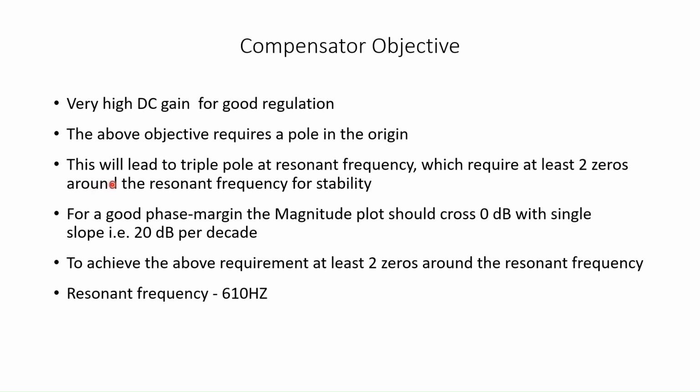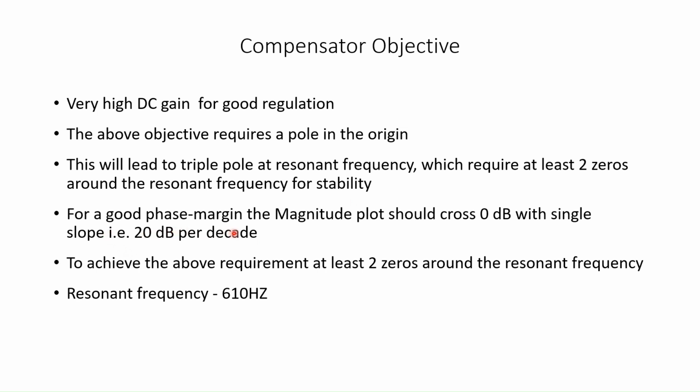So already we have 2 poles at the resonant frequency. So this will lead to a triple pole at the resonant frequency: 1 pole from the origin, and 2 more poles at the resonant frequency. We saw that near the resonant frequency there is a 0 dB crossing happening. So we need at least 2 zeros to be added around the resonant frequency from the stability point of view.